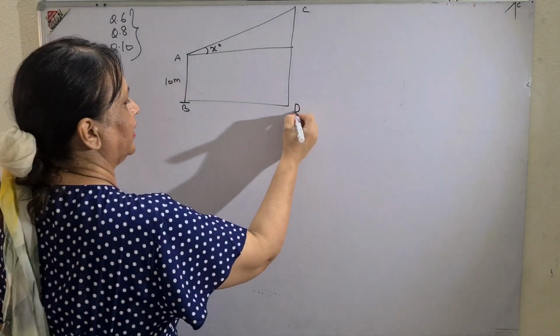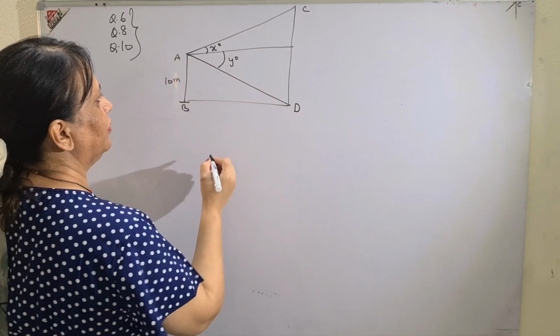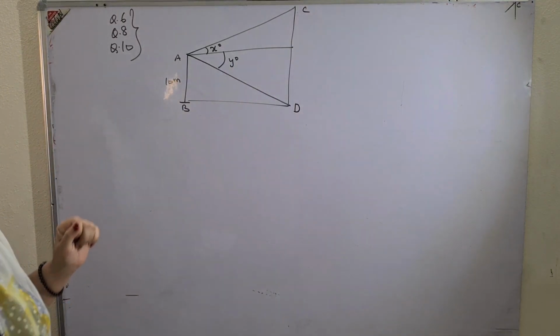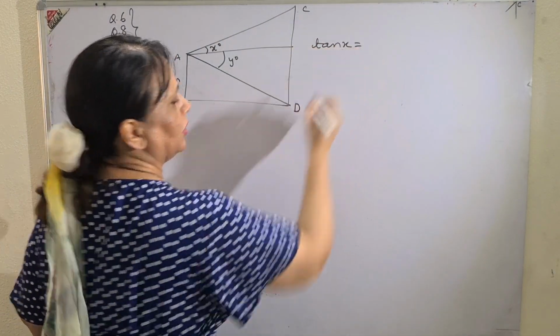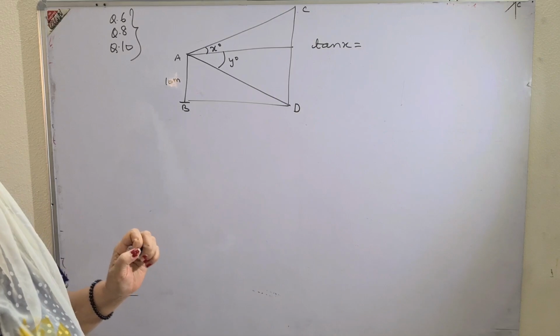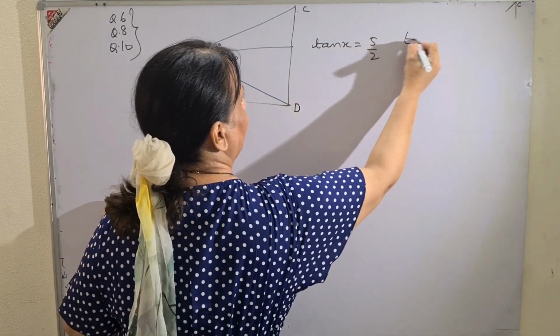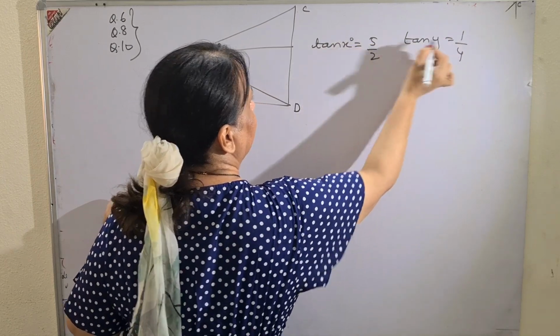So the foot D of the tower is y degree. Come on children, very simple. I have to find the value of CD in meters. Also in this question they have given you tangent x is equal to 5 by 2 and tangent y is equal to 1 by 4. So children, I am going to use this tangent x degree, tangent y degree.